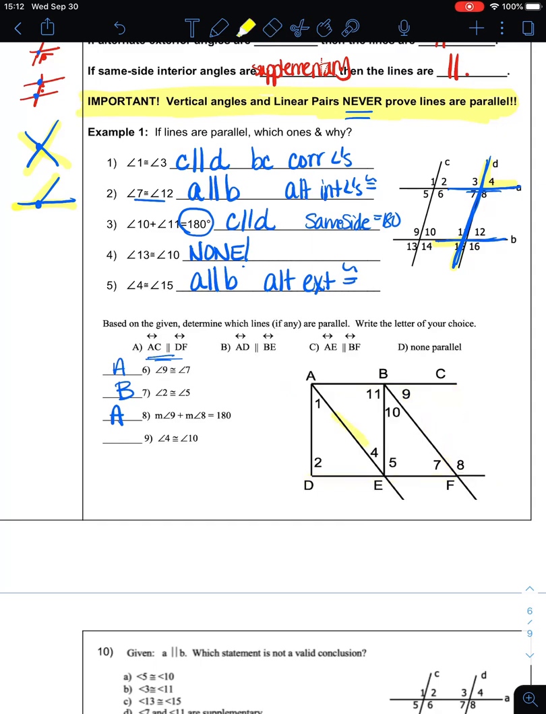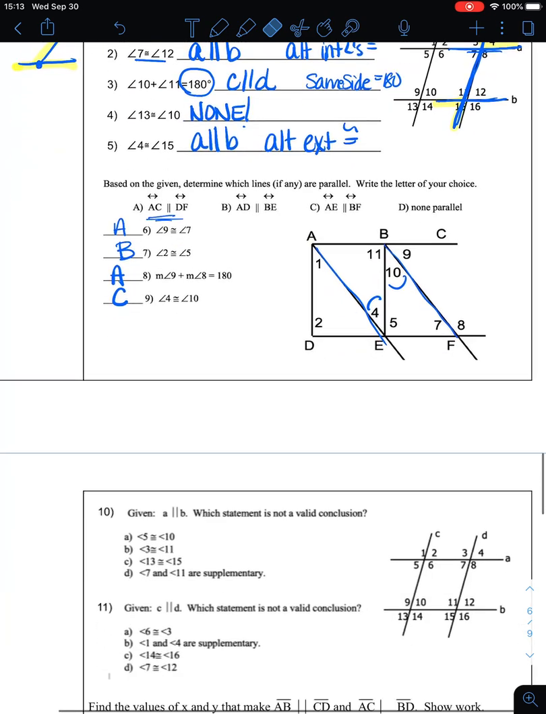And the last one, 4 is congruent to 10. So here's the sides of angle 4 and here's the sides of angle 10. If I extend those lines to make them a little bit easier to see, I can see my 2 lines that go the same direction, AE and BF, and then the transversal BE. So AE is parallel to BF because if alternate interior angles are congruent, then lines are parallel. Okay?